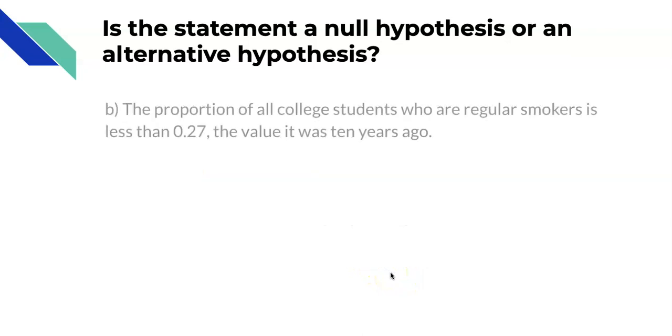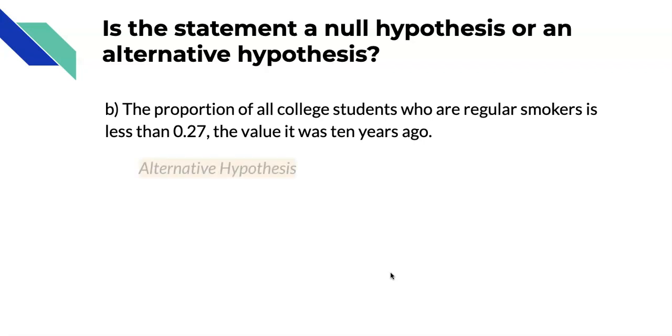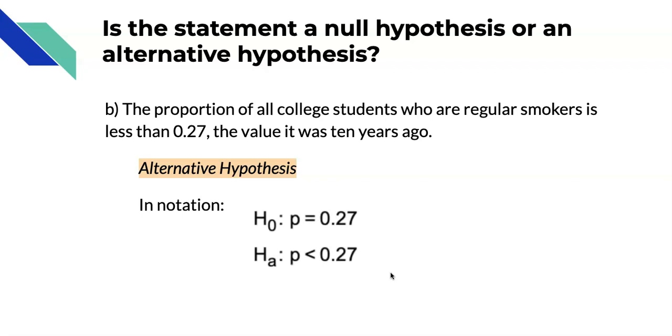Let's look at another one. What about this one? The proportion of all college students who are regular smokers is less than 0.27. Is that a particular single value, or is that a range they're giving you? This is a range, because less than 0.27 means anything smaller than 0.27, right? So this is an alternative hypothesis. We do know the alternative, H A, is p less than 0.27. How would you write the null hypothesis that goes with it? Remember, null has to take a singular particular value, so we just use that number 0.27 and say our H naught is p equals 0.27, and the alternative is p is less than 0.27.